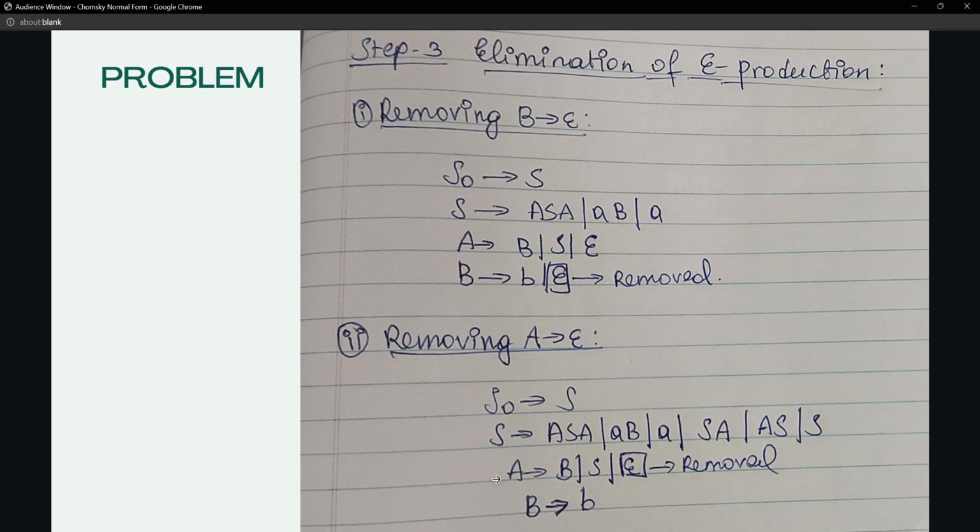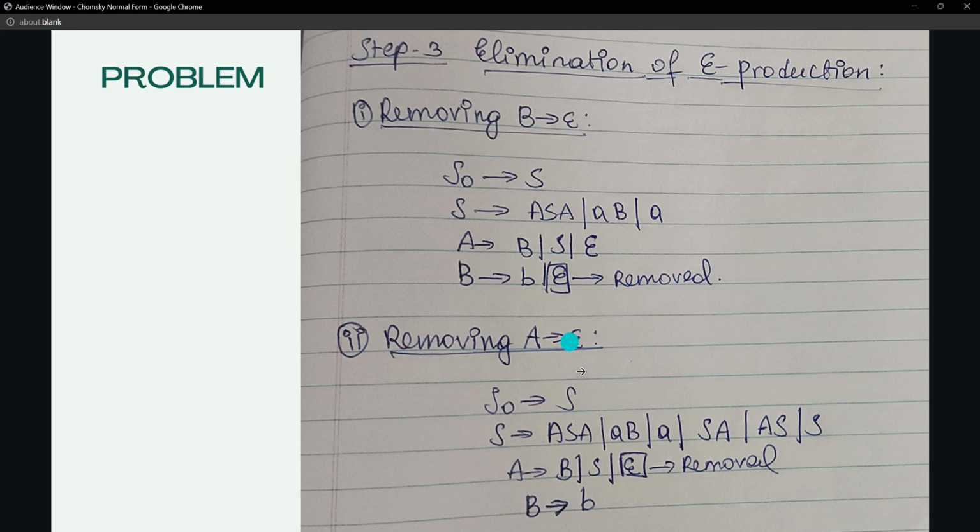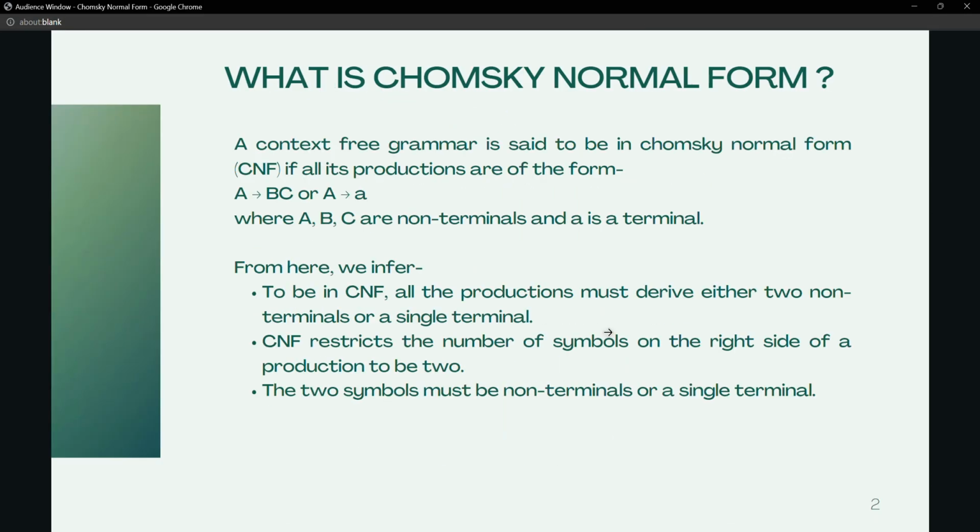Yes, this is an interesting thing. We are going to remove the epsilon production that has been here, which means we have to remove B gives epsilon and A gives epsilon. Why do we need to do this? Because when we convert to CNF, CNF doesn't allow epsilon production, which allows only these forms: two non-terminals, or a single terminal.